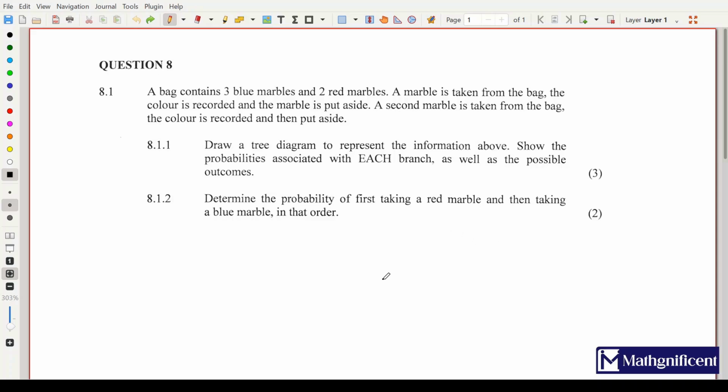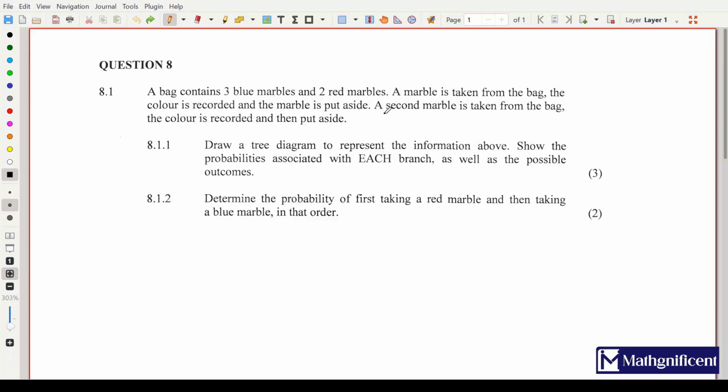Hi guys, so today we are going to be looking at this question that is based on probability. We have 8.1 here, which reads as follows: a bag contains 3 blue marbles and 2 red marbles. A marble is taken from the bag. The color is recorded and the marble is put aside, meaning that after we have taken out the marble, we don't replace it back in the bag. So you can see from the get-go that this is a case of without replacement.